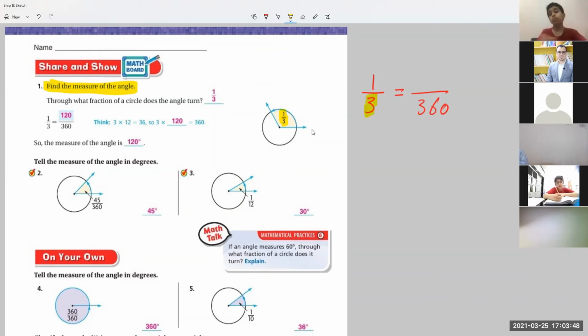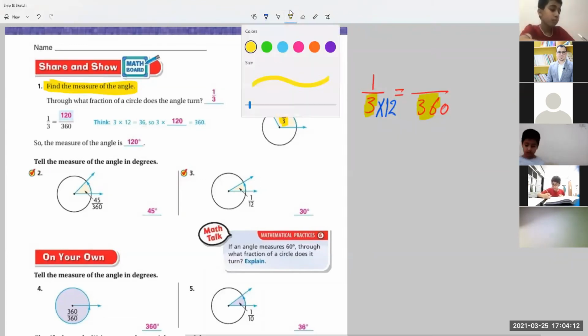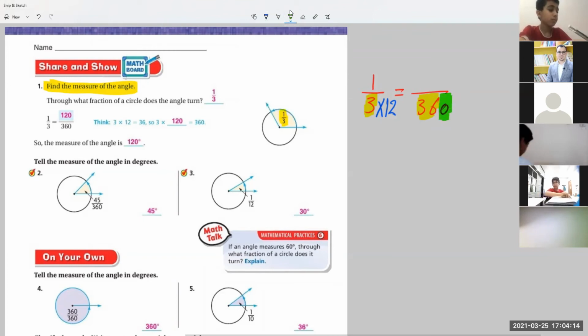Now let me ask you a question. We have 3 here. How can we get 36 from 3? Forget about the 0 for now, we're going to put it later. We multiply by 12 to get 36 from 3. After that, don't forget to put the 0. So 3 multiplied by 120 equals 360.